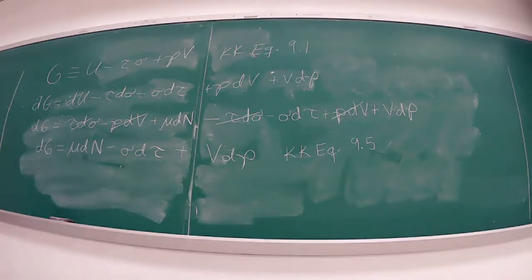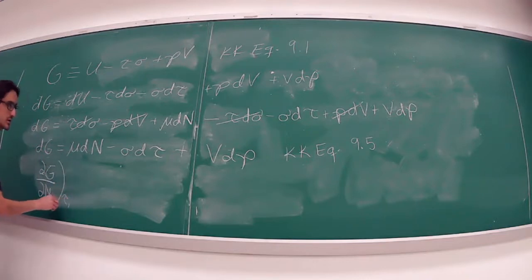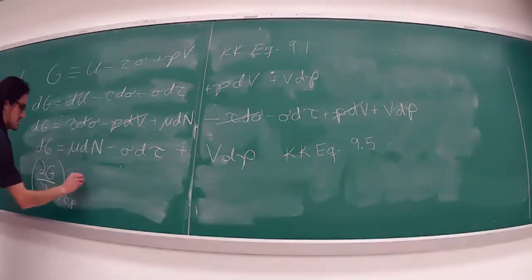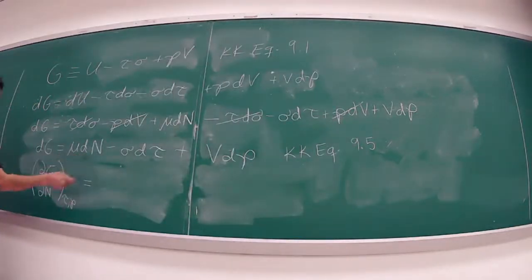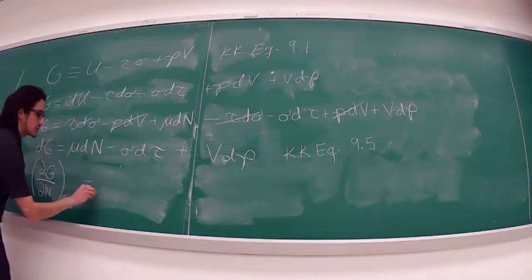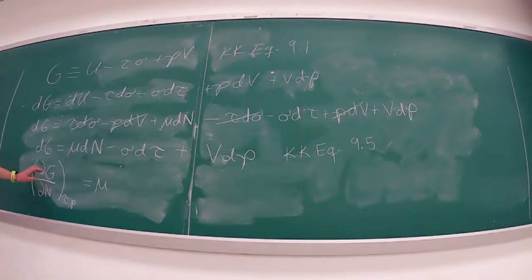So if we analyze this equation, we can learn a few things. Like if we take the partial derivative with respect to N at constant temperature and pressure, so this one will be zero, this one will be zero. Here we get rid of the dN, or I guess we can move it over here. It's another way to see it. So this is the chemical potential. Chemical potential is the partial derivative of the Gibbs free energy with respect to the number of particles at constant temperature and pressure.